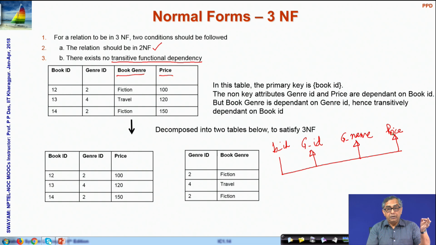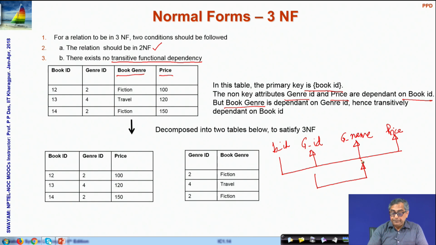Because if I know the book, then obviously I know the genre in which it is there, and given the genre, I must know the genre name, whether it is fiction or travel and so on, and obviously I would know the price. So, I can say that the primary key is just the book ID, and the non-key attributes are genre ID, price, which are dependent on this. But we can see that I would also have a dependency here.